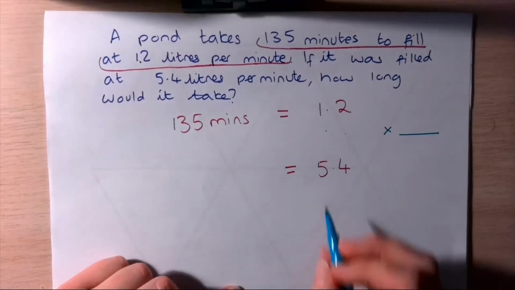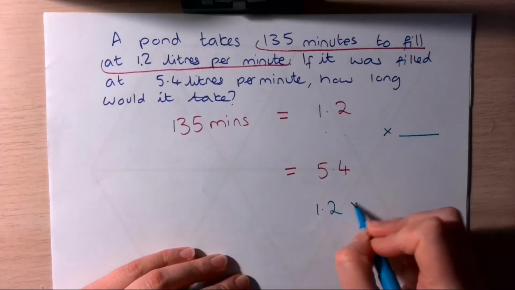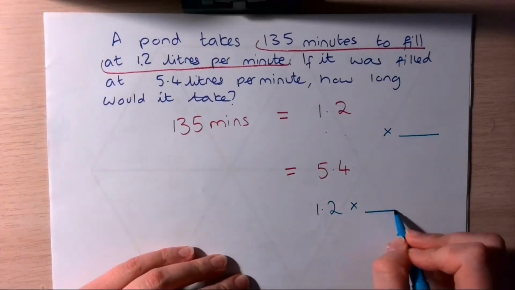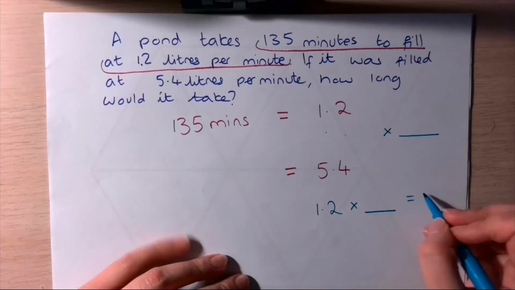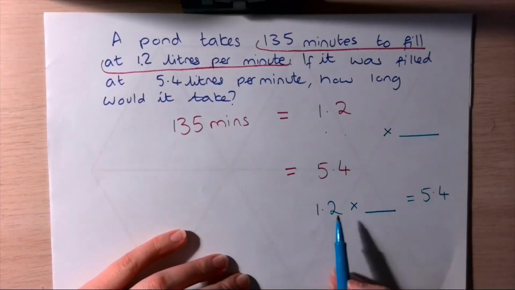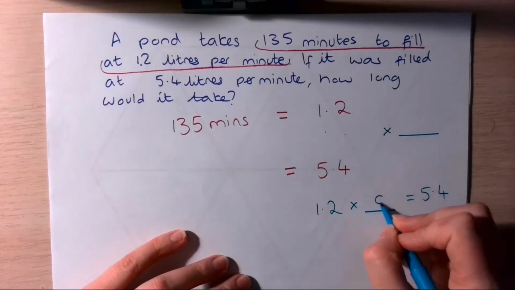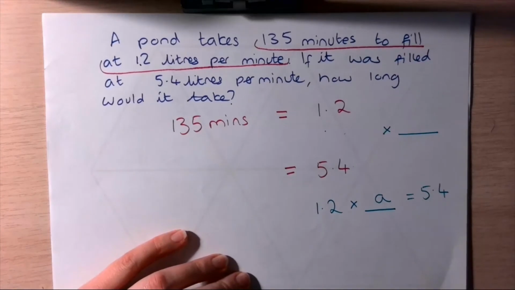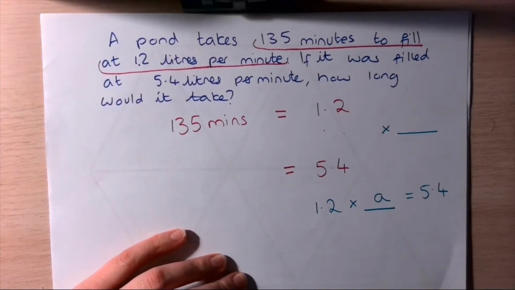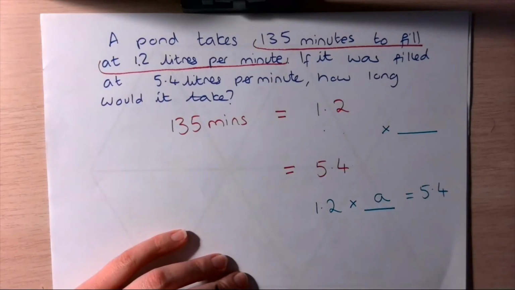I'm just going to write down here what we have to do. We're going to do 1.2 multiplied by something equals 5.4. Remember when we're solving these, I might call my something a variable. I'm going to call it A, just so it's got a letter. 1.2 times A is 5.4. Now I want to find out just what A is, so I'm going to solve this for A.